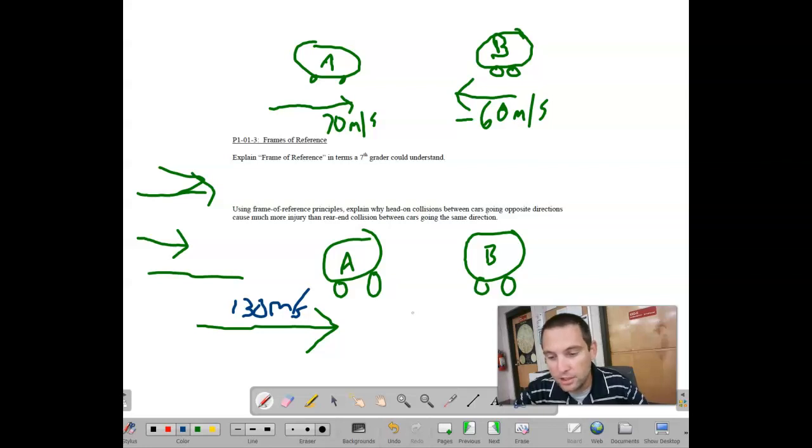So when you crash into B, it's going to cause obviously a tremendous amount more damage and injury. Meanwhile, if you're in car B, remember when you're in the car, it's as if you're not moving. So you are getting hit with 130 meters per second. So that's the big difference. If you're moving in the same direction, then we already knew that it's not going to be as bad of an injury, but now hopefully you can explain it using vectors.